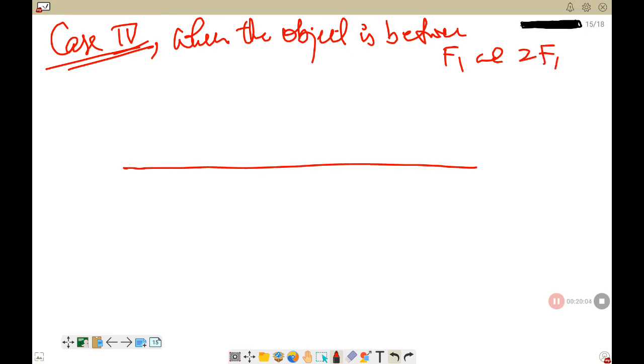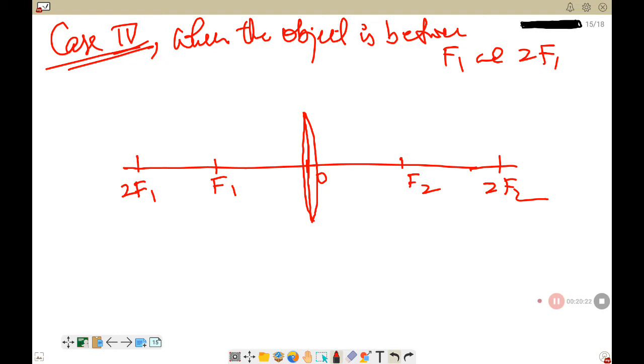Okay, so let me draw the lens. This is my 2f1, this is my f1, this is my optical center. Here I have second focus and here I have twice of second focus. Please make sure that the gaps are equal. So I must keep my object between f1 and 2f1, so I'm going to keep my object here. So my object is AB, so I'll write here AB is my object, right?